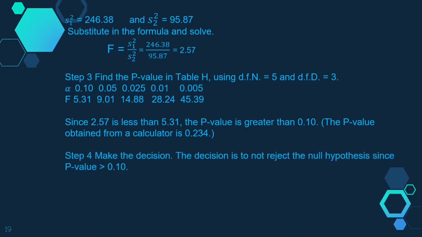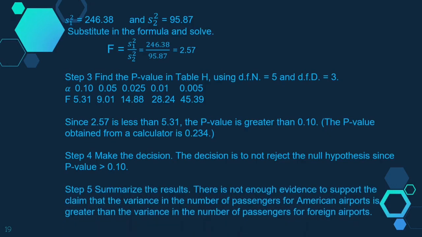Step 4: make the decision. The decision is not to reject the null hypothesis, since the p-value is greater than 0.10. Step 5: summarize the results. There is not enough evidence to support the claim that the variance in the number of passengers for American airports is greater than the variance in the number of passengers for foreign airports.